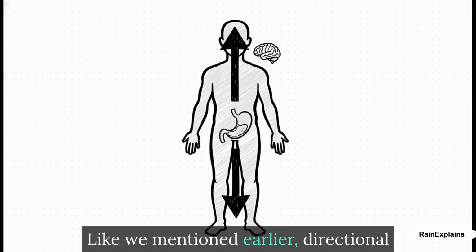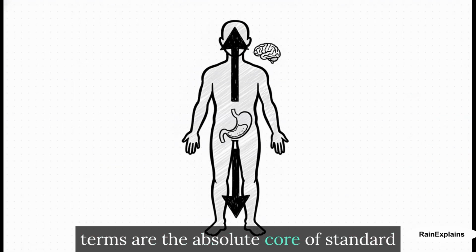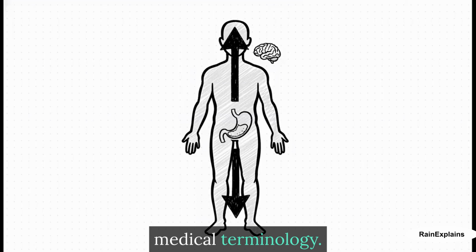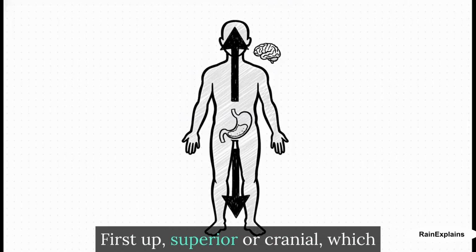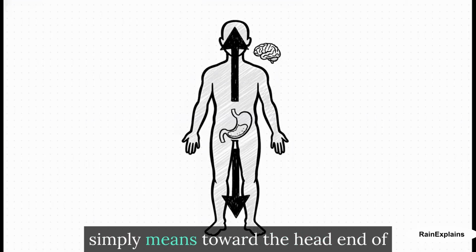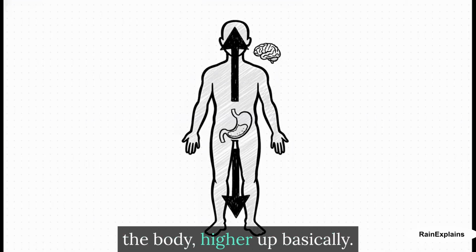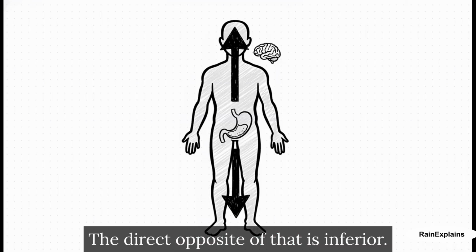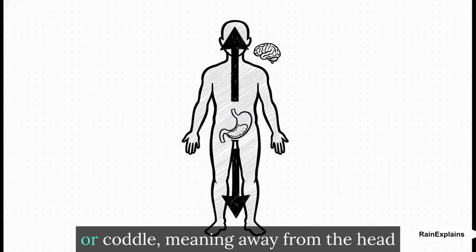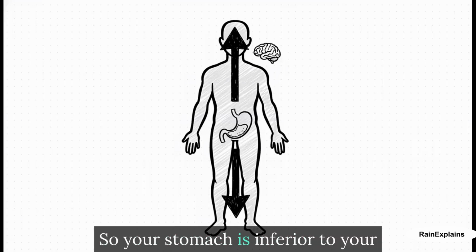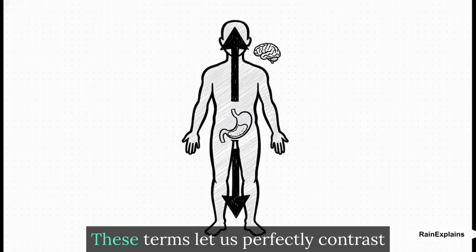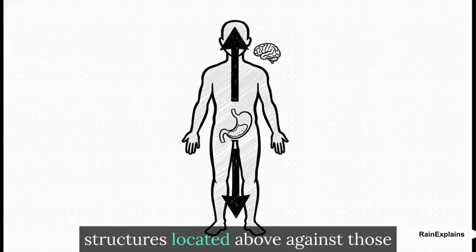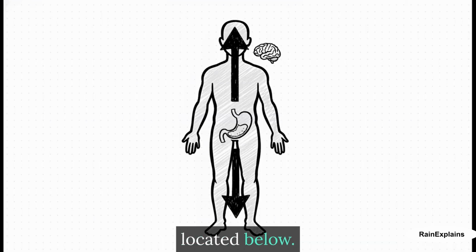Like we mentioned earlier, directional terms are the absolute core of standard medical terminology. So let's run through some rapid-fire compass points. First up, superior, or cranial, which simply means toward the head end of the body. Higher up, basically. For example, your nose is superior to your mouth. The direct opposite of that is inferior, or caudal, meaning away from the head or lower down. So your stomach is inferior to your heart. These terms let us perfectly contrast structures located above against those located below.